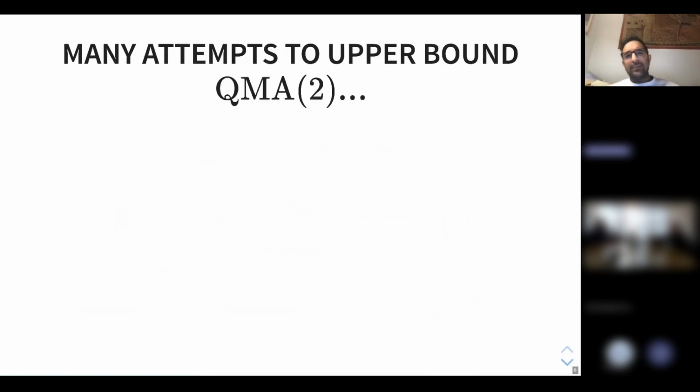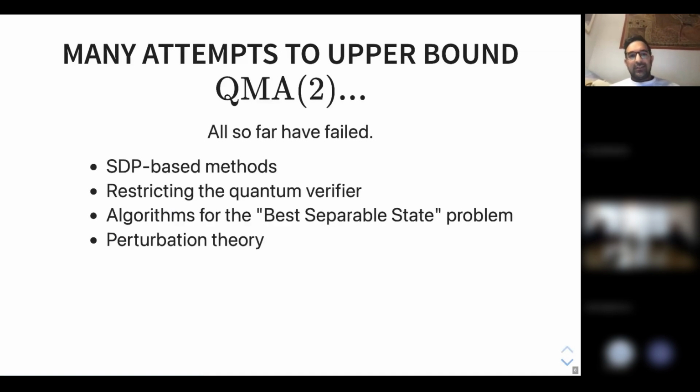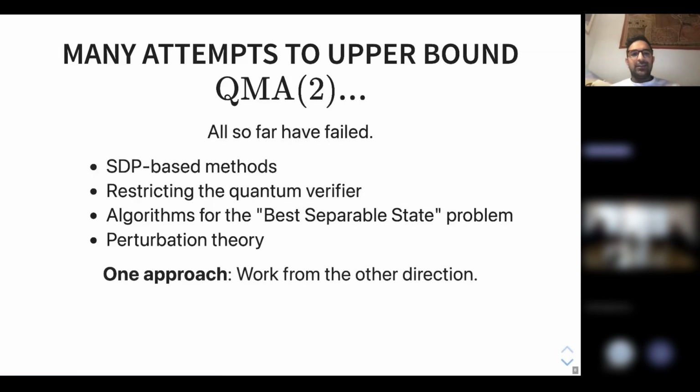As I mentioned, there have been many attempts to upper bound QMA2, and all have failed. There are approaches from SDPs, approaches from restricting the verifier. There is this best separable state problem. People have tried to write some algorithms. There's a failed attempt from perturbation theory. And maybe these are actually the wrong way. Maybe QMA2 is equal to NEXP. And so lately, in the past few years, people have tried to say, okay, maybe QMA2 is equal to NEXP. Let's just try to prove that.